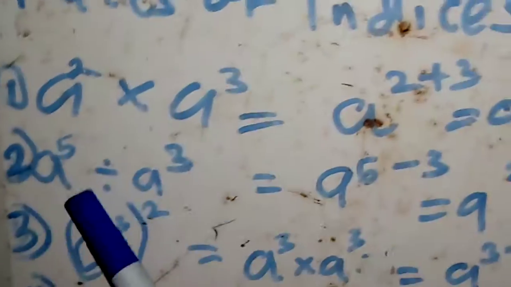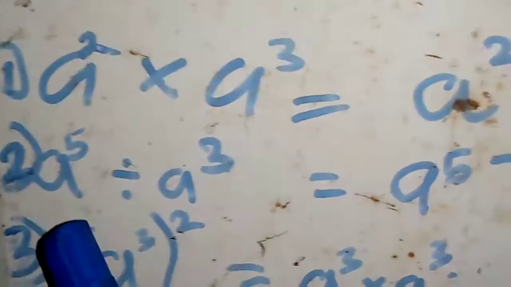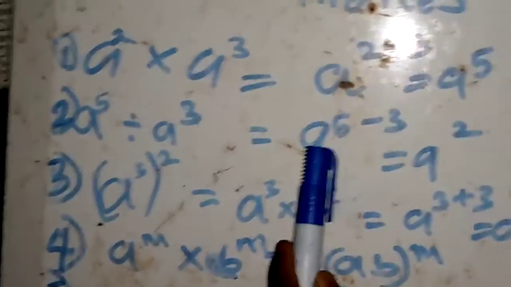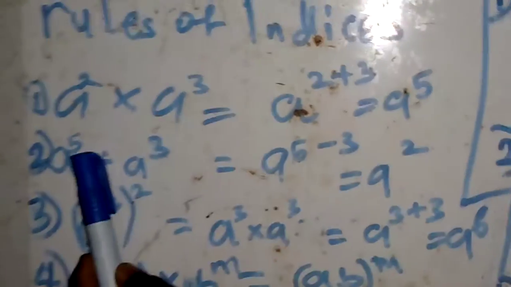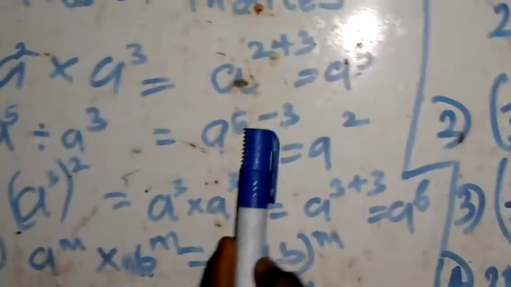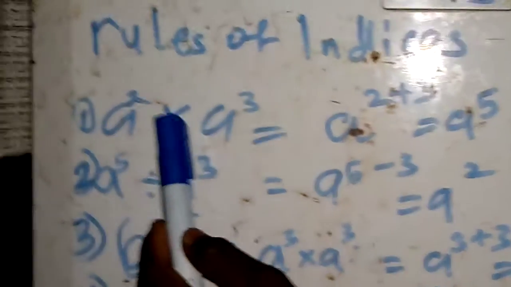The same thing applies for the same base: you pick one a, and with different powers, the divide turns to minus. So 5 minus 3. This divide turns to minus, and this times turns to plus.